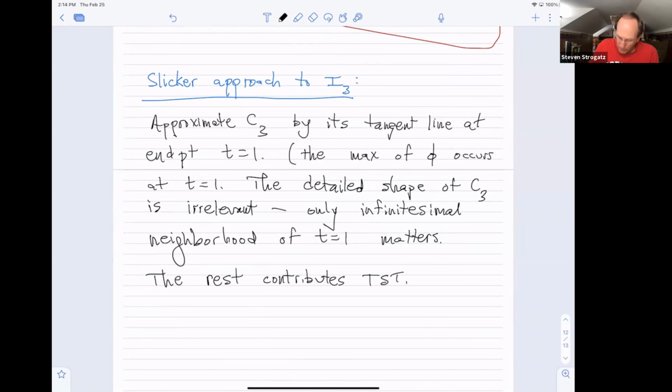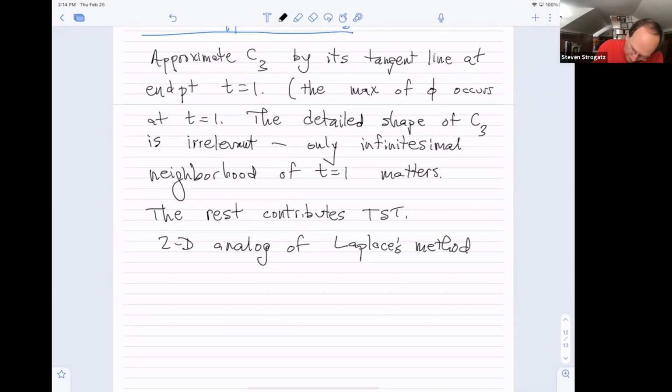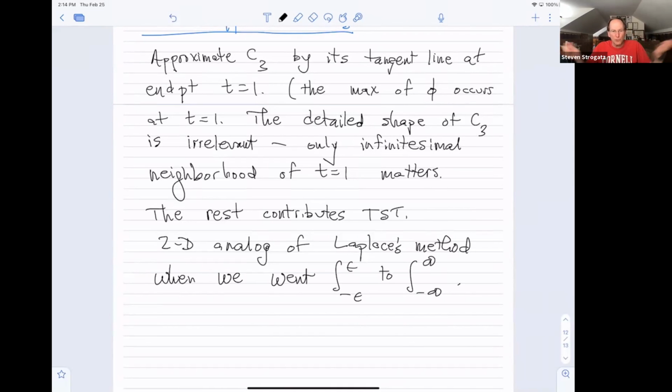Okay, so this is sort of the 2D, in the complex plane, analog of the reasoning we used in Laplace's method, when we went from minus epsilon to epsilon and replaced it with minus infinity to infinity, arguing that doing that only introduced transcendentally small terms anyway.